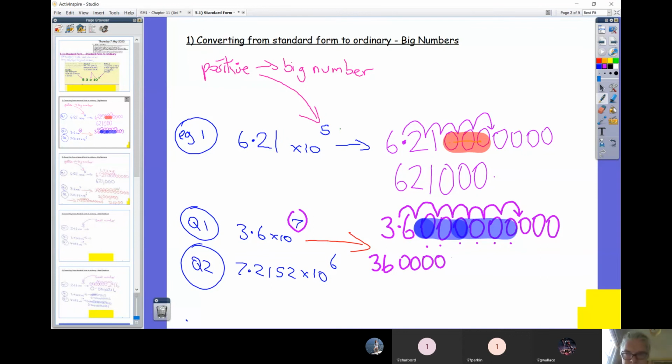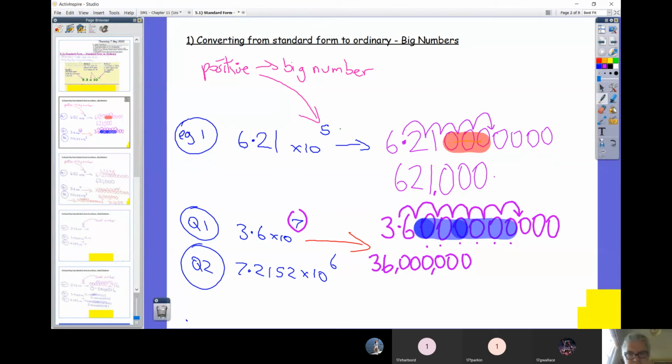Now, of course, I can then go and put in some commas to make it a bit more manageable. So working from the right, comma, comma, but you don't have to. So going back to the first one I did, I could have put a comma in there. I don't think I'll bother doing question number 2. I think you can see what's going on.